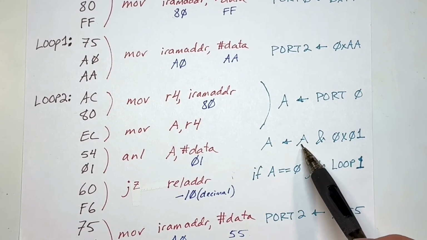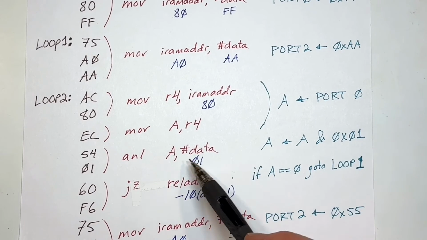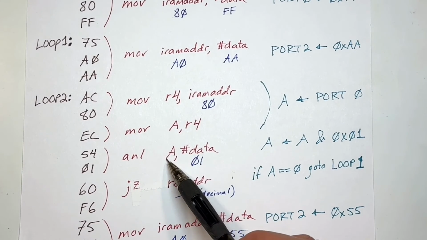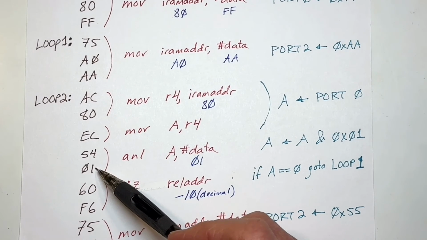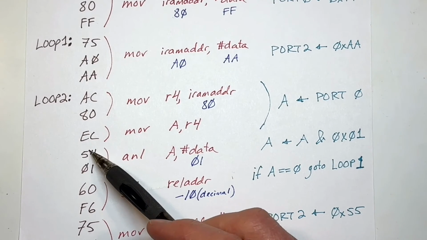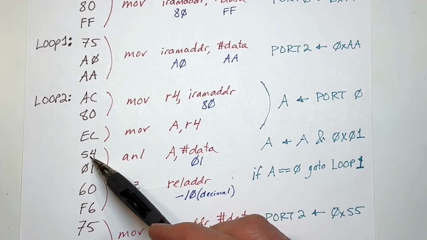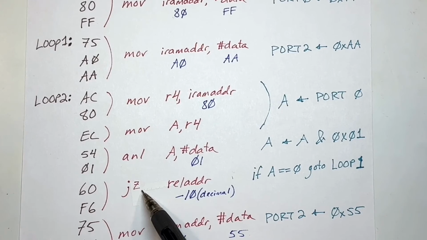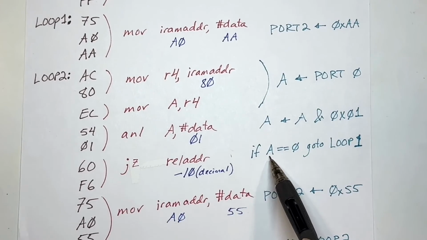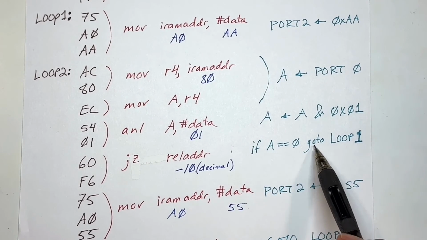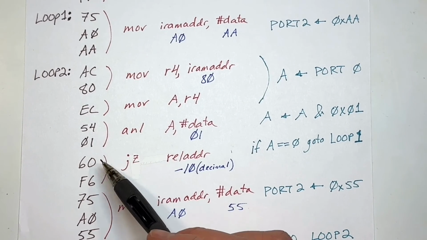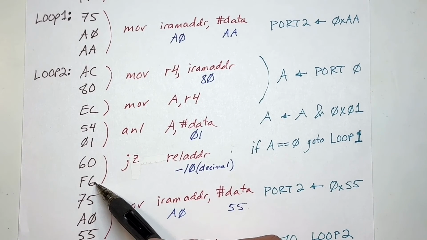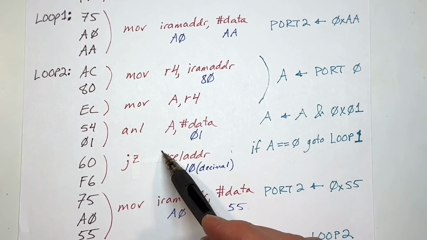Next, we perform the AND operation, and we have an instruction that will AND an immediate value with the accumulator. And so our immediate value is hex 01, and the opcode is 54. Then we test the accumulator. Is the accumulator 0? If so, we go to loop 1. So that's our jump if 0 instruction, opcode 60, and the address here is a relative address.